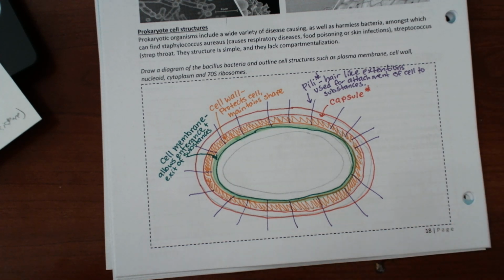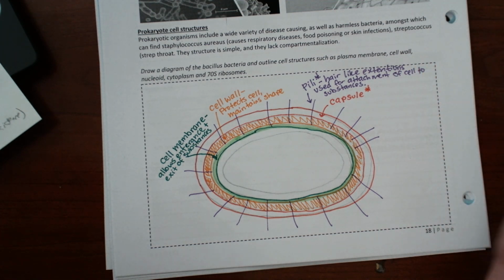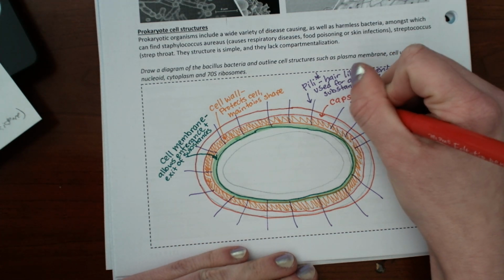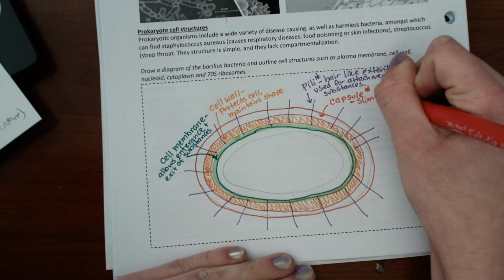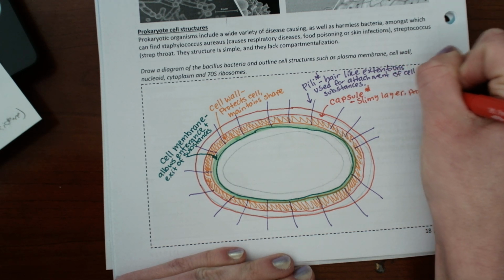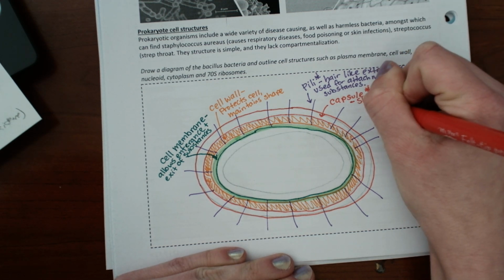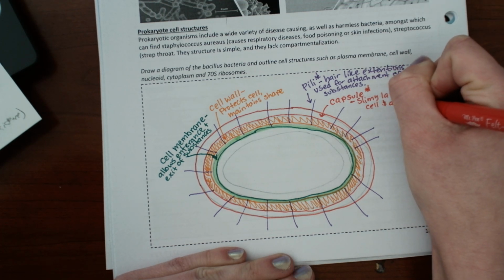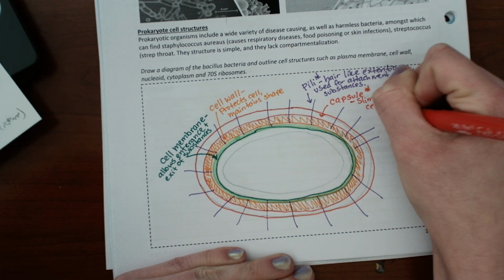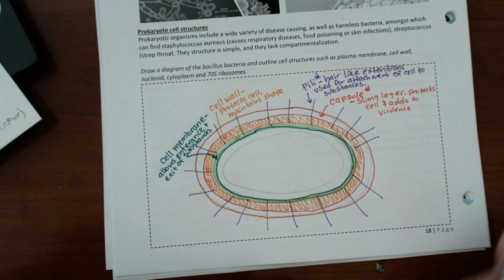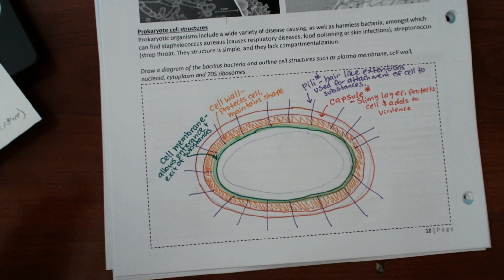Oh, I did have a description for capsule. I just didn't notice it because I wrote so ugly on the first one. I described it in a really gross way. It's a slimy layer that protects the cell and adds to virulence. Oh, that's why I remember it was important. If it has a capsule, it's more likely to be able to spread throughout your body. It can help it be more resistant to antibiotics and stuff. So that's why I wrote that. I remember now. Now I'm cooking. Okay.